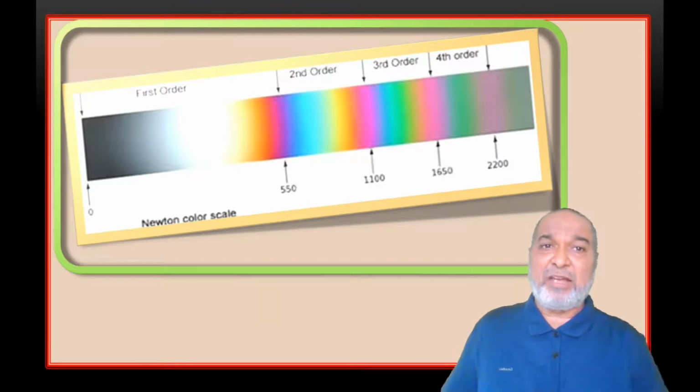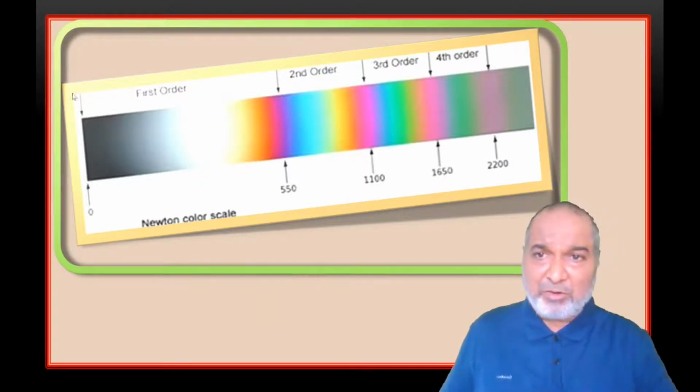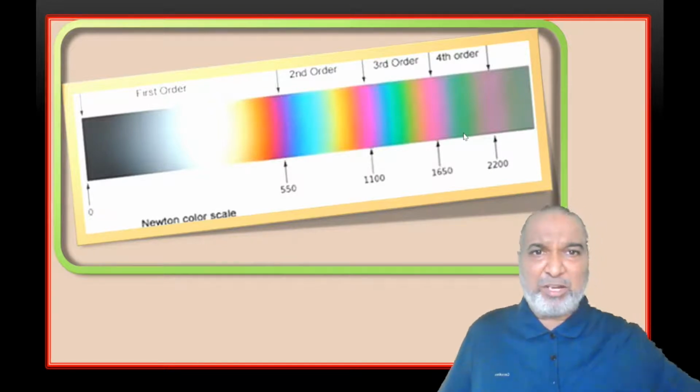Here we have given you the Newton scale of interference. It is dark, then gray as you go. See now, light bluish, then yellowish, and the brightness goes on increasing towards the higher order.